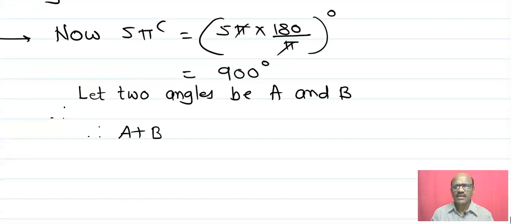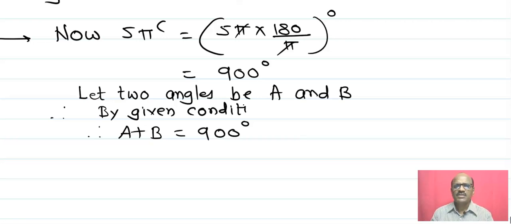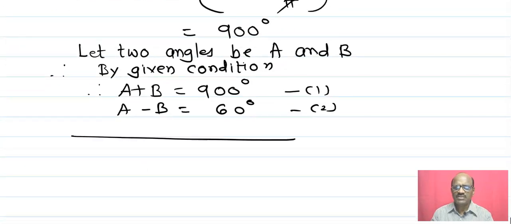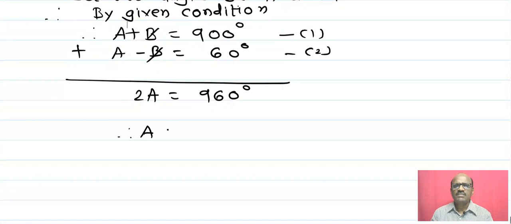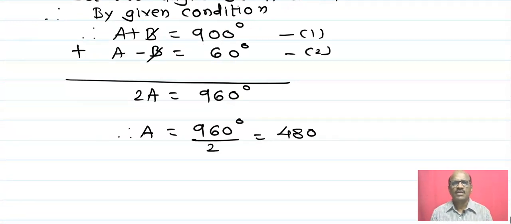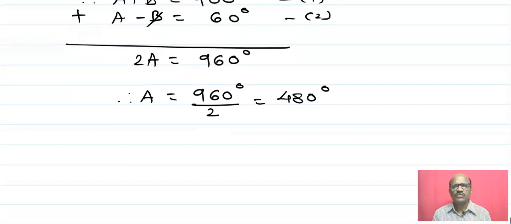The two angles A and B, that is A plus B, is equals to 900, and their subtraction is also given. A minus B is equals to 60 degree. Simple simultaneous equation is here. Now add these two equations. 2A is equals to 960. Therefore, A is equals to 960 upon 2. Therefore, angle A is equals to 480.